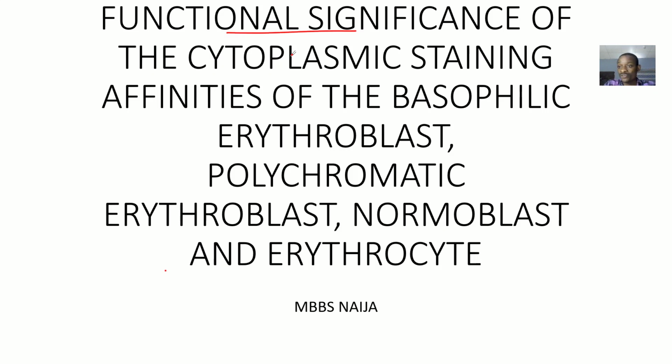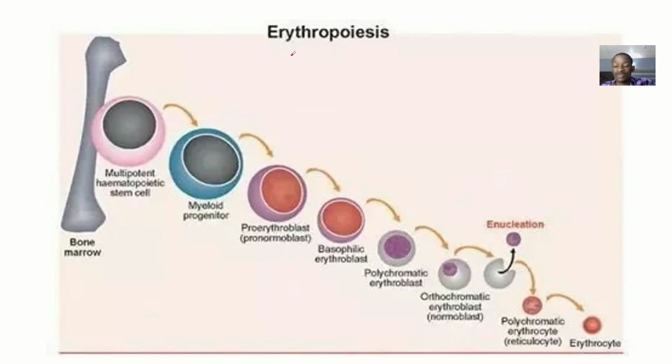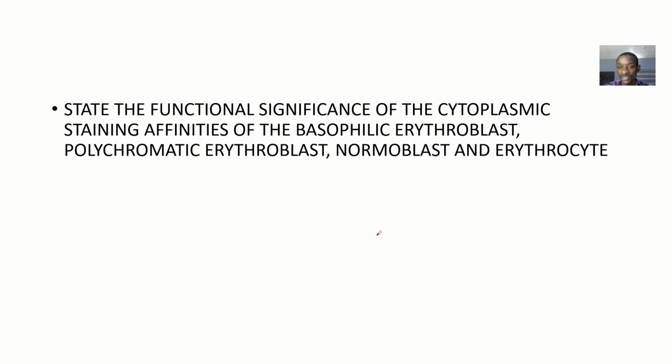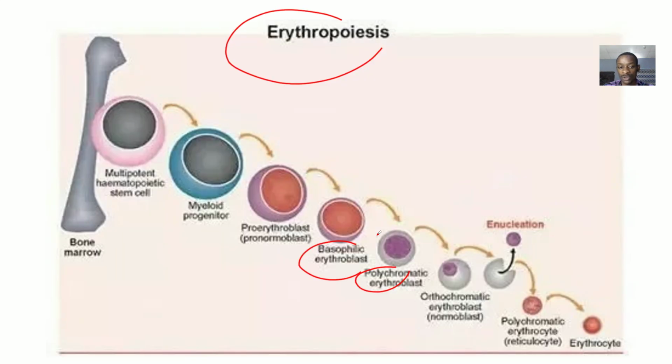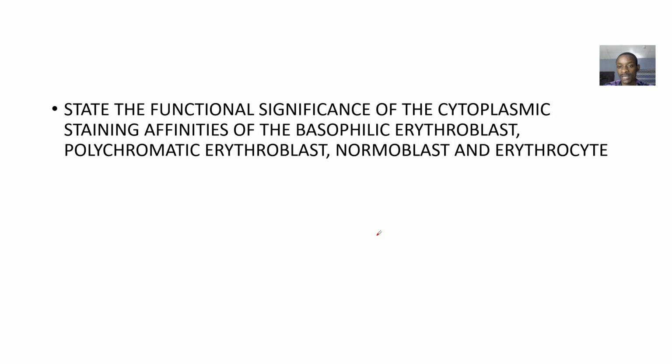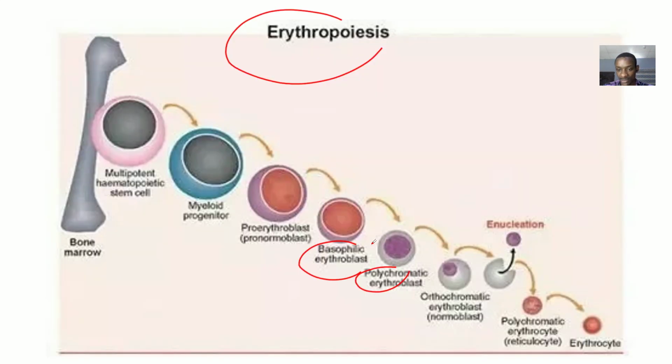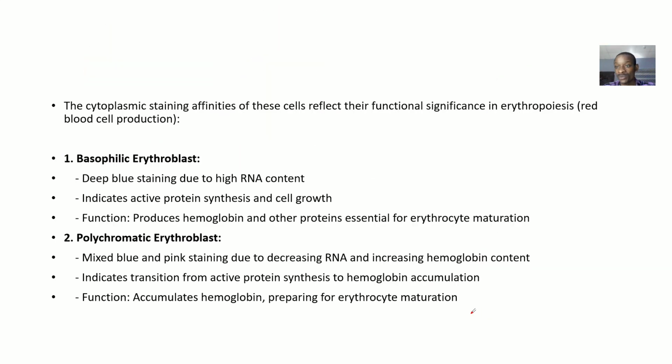So you must know the functions and characteristics of basophilic erythroblast and polychromatic erythroblast and everything. It might not be clear, but when we start answering the question, it will shed more light on it. So this is the process of erythropoiesis. They asked you about basophilic erythroblast, polychromatic erythroblast, then normoblast, also known as autochromatic erythroblast, and also erythrocyte. You must know erythropoiesis, the process of red blood cell formation, before you can answer this question.